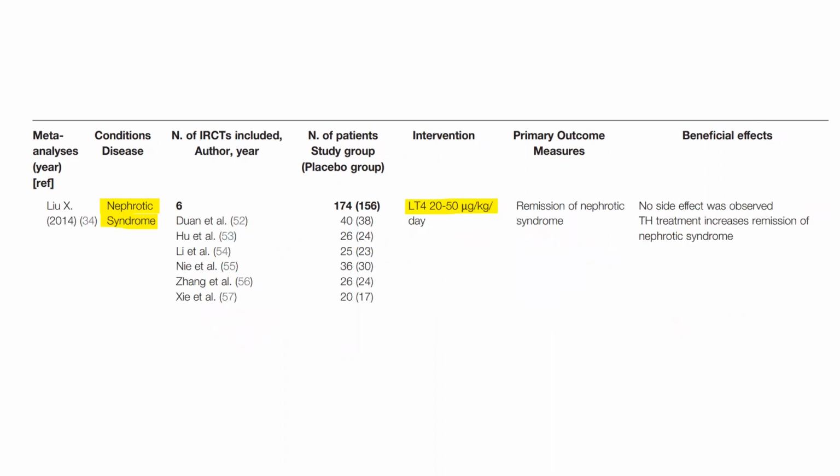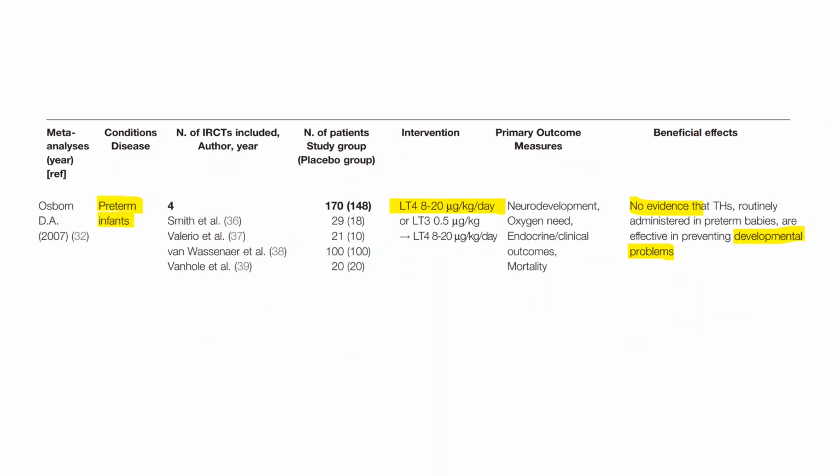Then there are many studies in nephrotic syndrome and preterm infants. They were treated with T4, but these studies suggest no evidence for treatment in these conditions, like preterm infants for the development of problems.